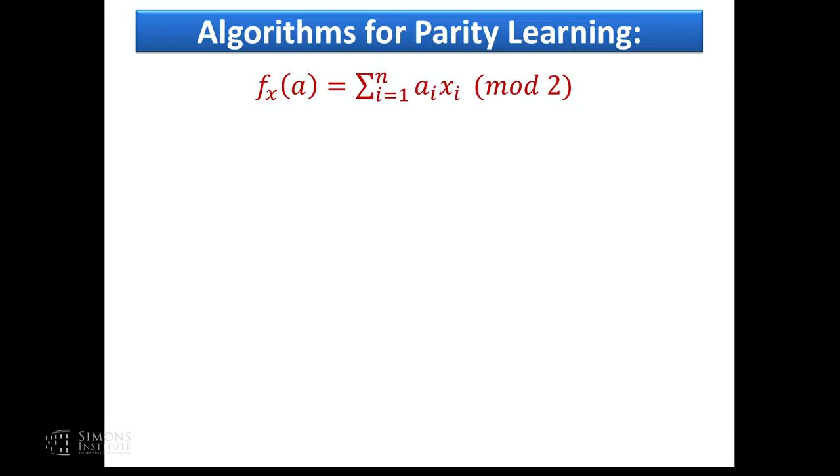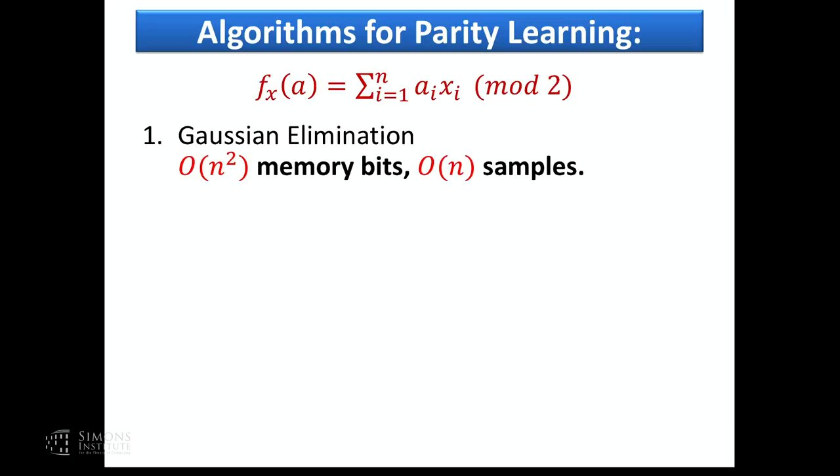The first algorithm that comes to mind is Gaussian elimination, right? Each sample that you get gives you a linear equation on the unknown variables x1 up to xn. The linear equation is that the inner product of x with a equals some b. Once you store order n of these linear equations, with high probability the rank would be full. And then you can just do Gaussian elimination and figure out what x was. So this very simple algorithm takes order n samples.